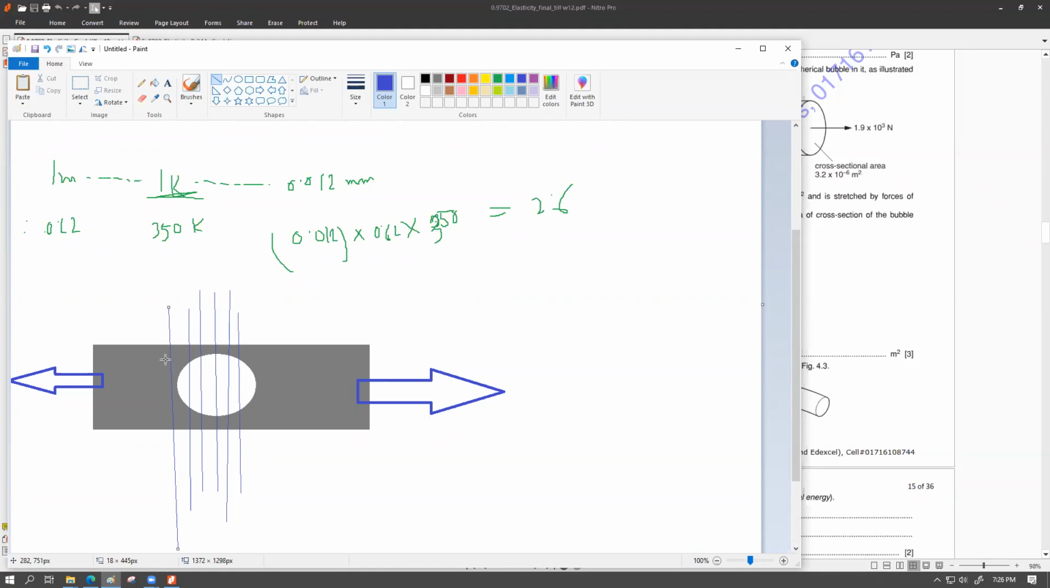You have to understand that it is the cross-sectional area of the metal that causes the resistance against the deformation. I mean, if you don't have metal, if you have an air bubble or missing material, you cannot have that physical resistance against deformation.